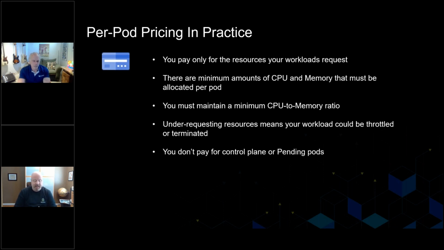Another thing to keep in mind, and this is very important, if you are under requesting resources in your workloads in GKE Autopilot, you can still experience issues where if you under request CPU, your workload might end up being throttled. So you can have performance issues there. Or if you're under requesting memory, you could potentially have a situation where you have an out of memory kill, or your pod needs to be terminated and rescheduled elsewhere. So keep in mind that there are some caveats.